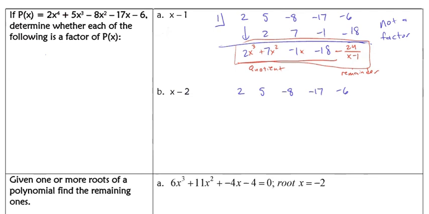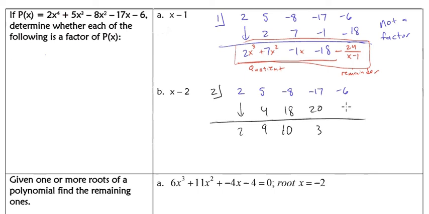All right, let's try that again to see if we're getting the process down. So here we've got x minus 2, meaning our root would be positive 2. 2 comes on down, multiply to give us 4, and adds to give us 9. That's 18 and 10, 20 and 3, positive 6, which adds up to 0. So our remainder this time is 0, so yes, it is a factor.